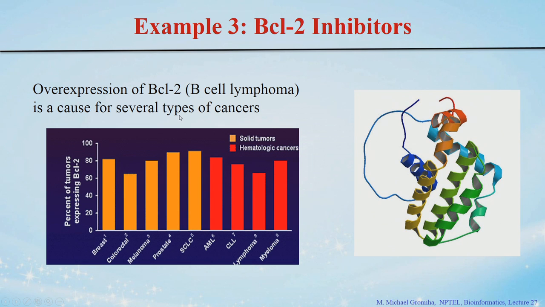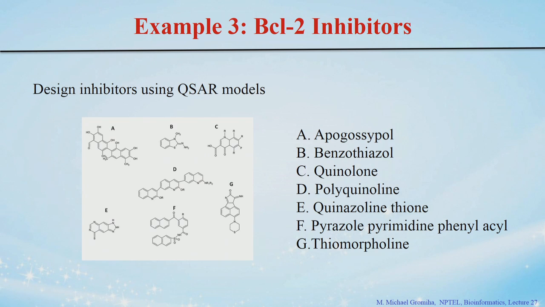This is also a cause for several types of cancers. So, we see in this graph the different types of cancers, like breast cancer, colorectal cancer, prostate cancer and so on, and you can see the percentage of tumors which express BCL2. This is very high. So, it is very important to identify lead compounds as inhibitors. This is the structure, mainly alpha helices, of BCL2, and how to get these models.